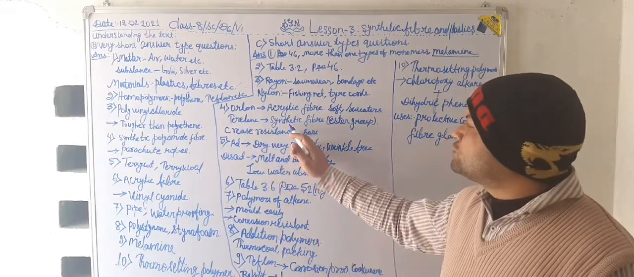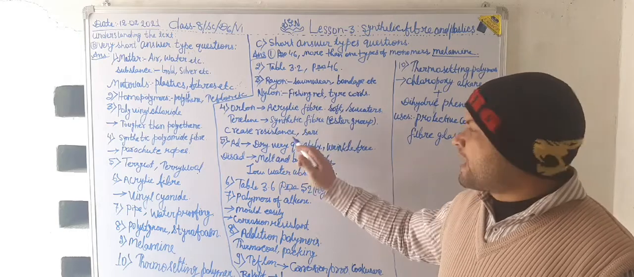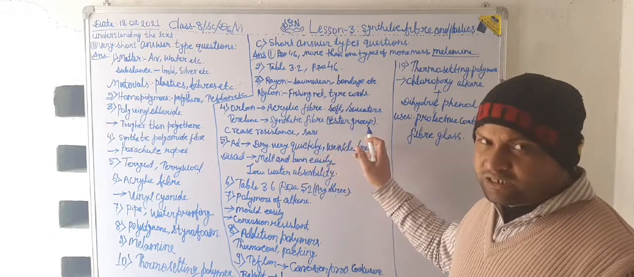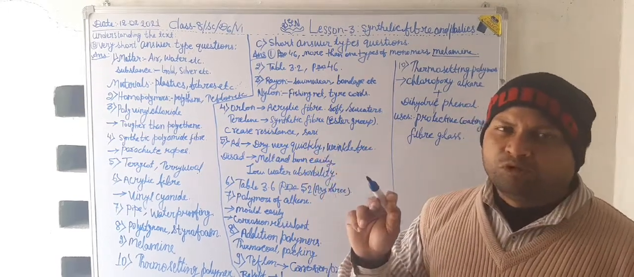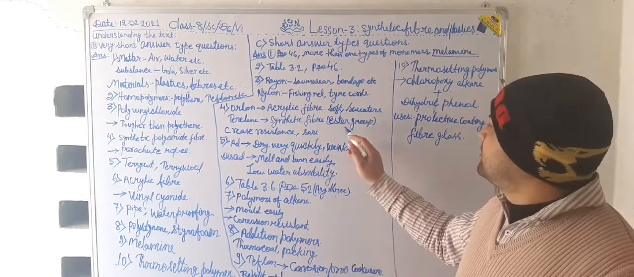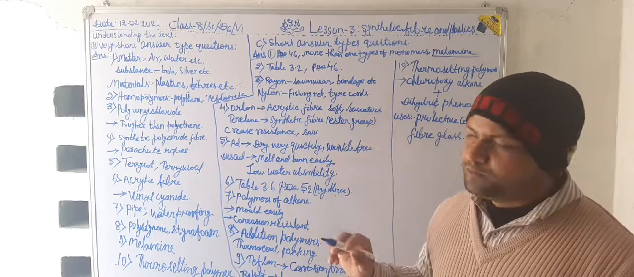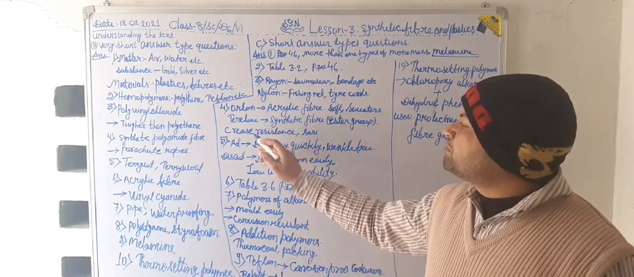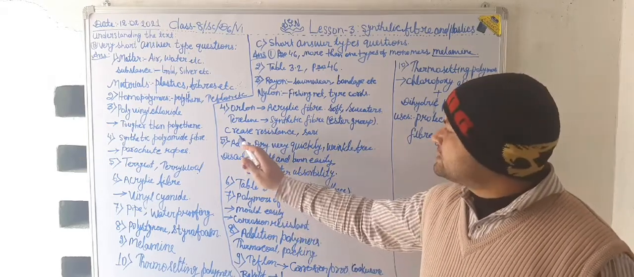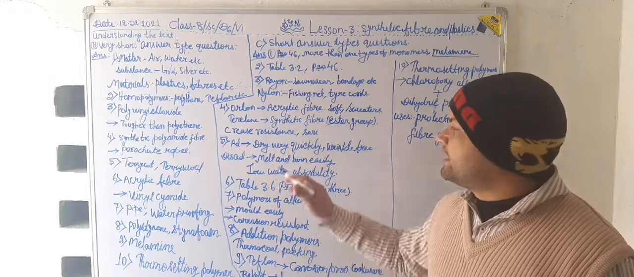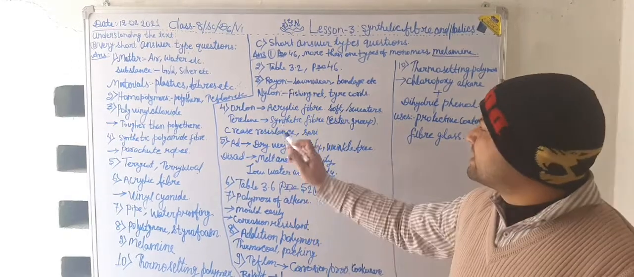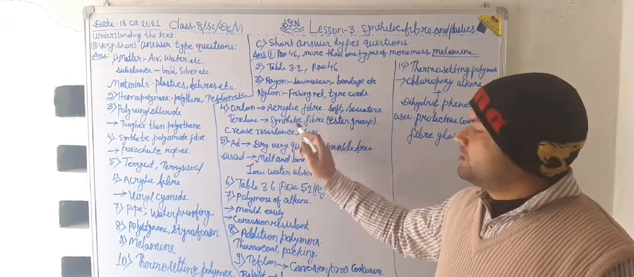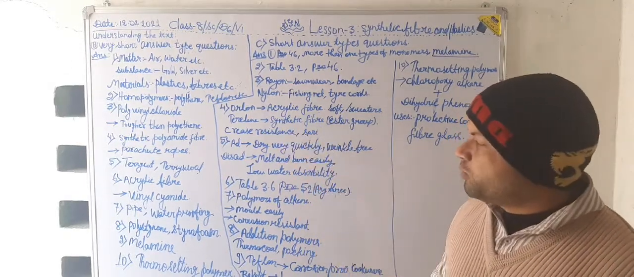Now terylene. Terylene is also a synthetic fiber of the ester group. Terylene is a polymer of monomers of ester groups, and the main property of terylene is that it is crease resistant, and it is used in making saris. So these are the answers of question number 4.